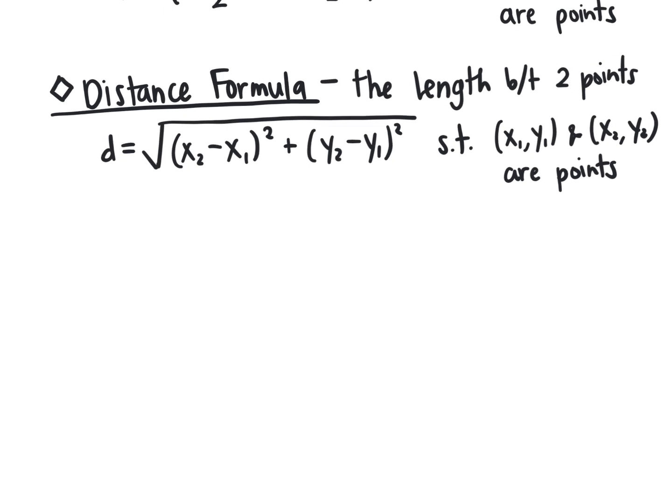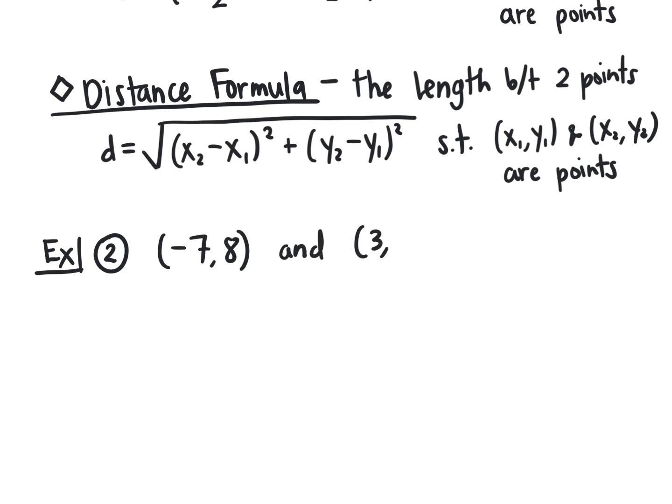Example. Capital E, lowercase x with a half box, and we're on example number 2. Open, -7, 8, closed, and the point 3, 9. A, find the midpoint.